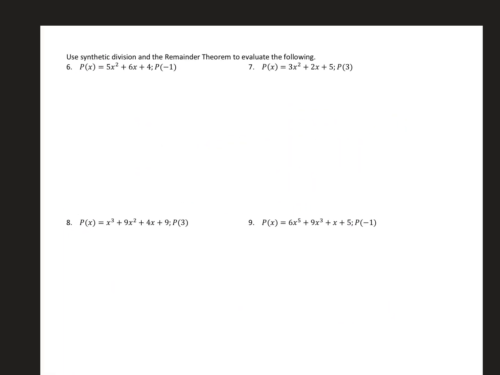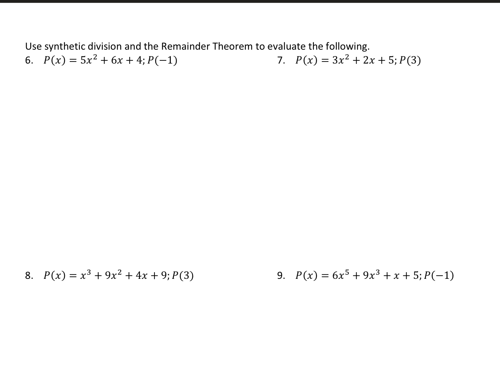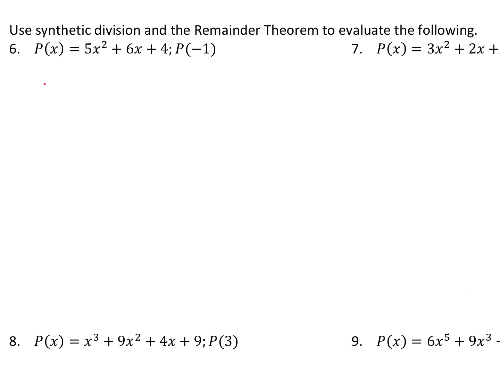For your next section, it tells you to use synthetic division and the remainder theorem to evaluate the following. Remember with these, it gives you the number that's going on the outside. You're going to use synthetic division. Whatever your remainder is, that's your answer. So for number 6, you have p of x is equal to 5x squared plus 6x plus 4. You're finding p of negative 1. That negative 1 is going to go on the outside of your synthetic division. On the inside, you're going to have 5, 6, and 4.